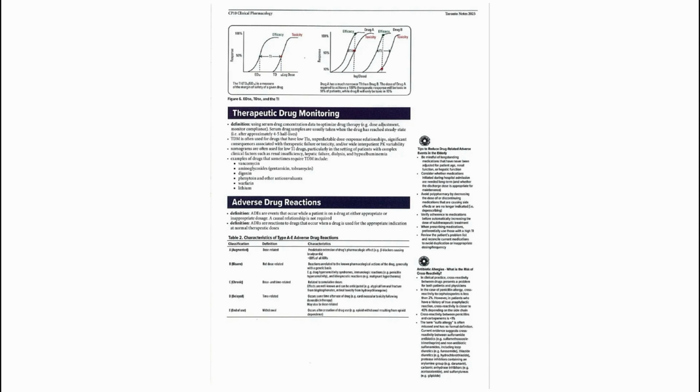To summarize this page, the therapeutic index, TD50 over ED50, measures a drug's safety margin. A higher TI indicates a safer drug. Drugs with a narrow therapeutic index require careful dosing and therapeutic drug monitoring. Therapeutic drug monitoring helps optimize efficacy while preventing toxicity and is performed after steady state is reached. Common drugs requiring TDM include vancomycin, aminoglycosides, digoxin, phenytoin, warfarin, and lithium.